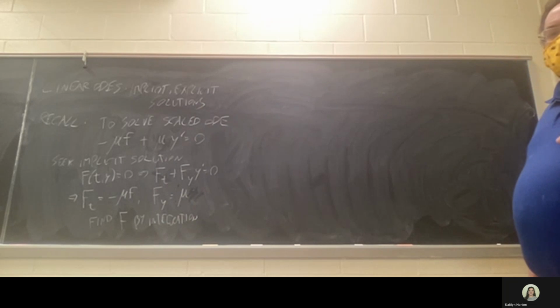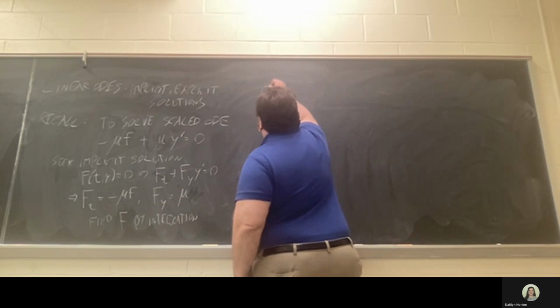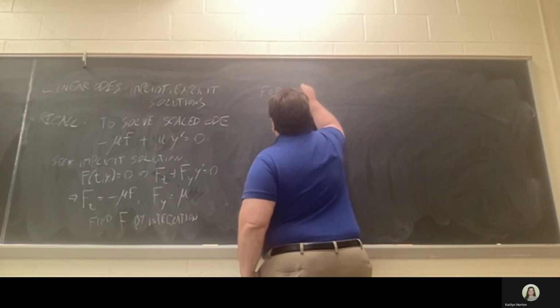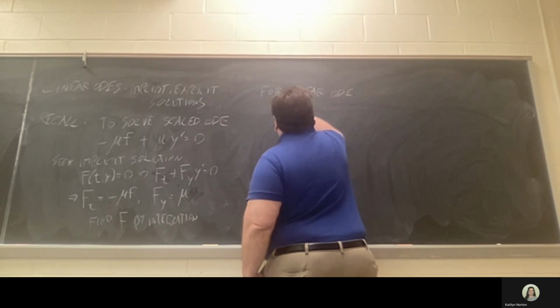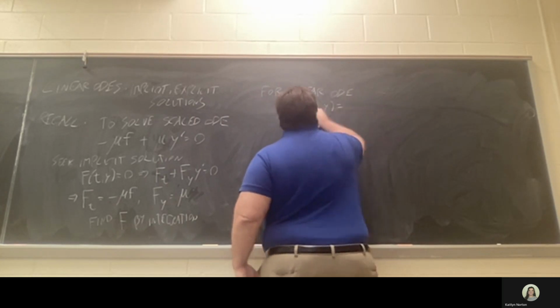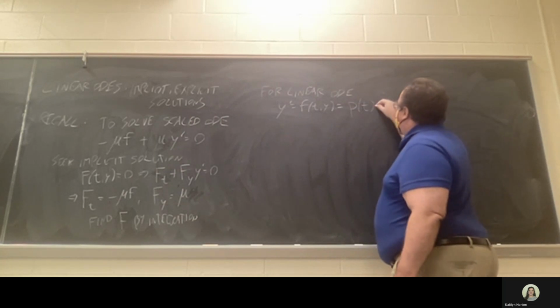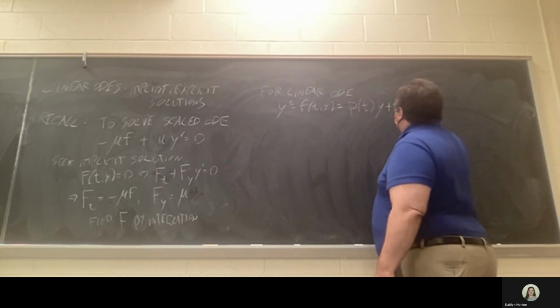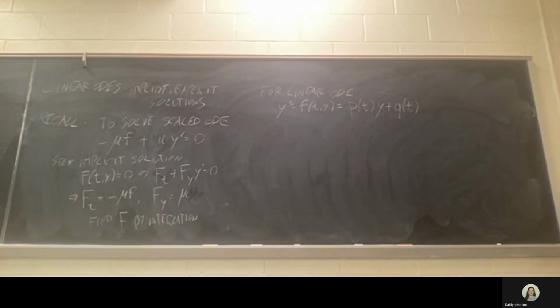Now, to return to where we left off last time, for the linear ODE, y prime is f of t, y, where little f of t, y is specified to have this form, coefficient times y plus number function q of t.